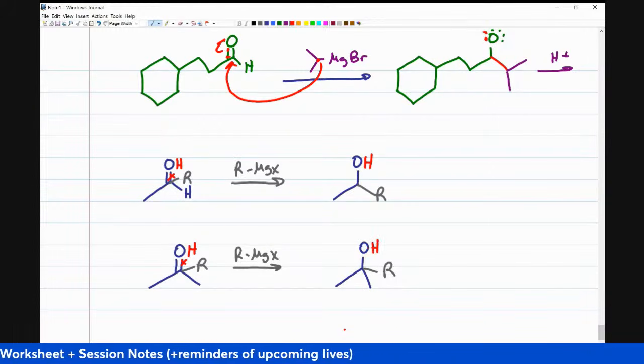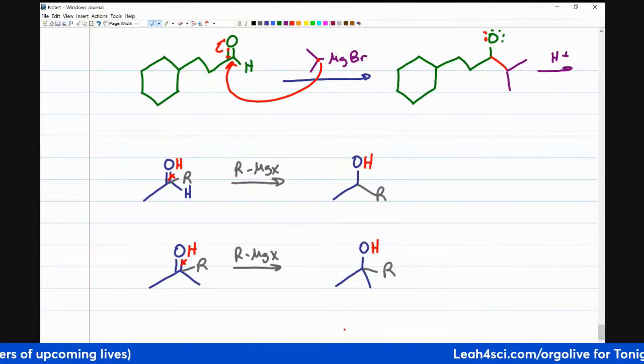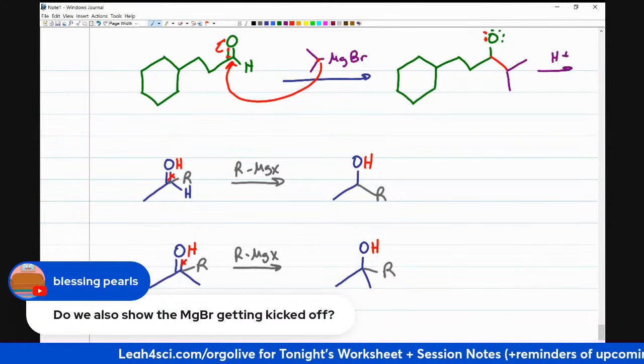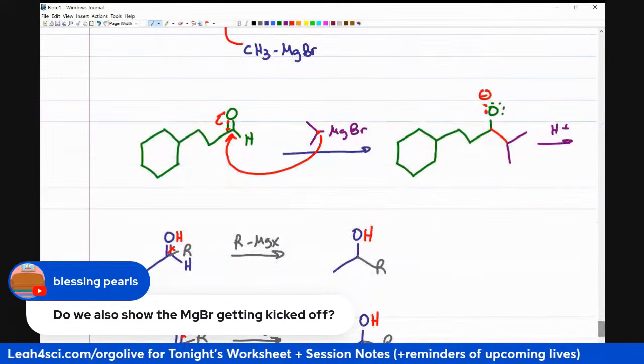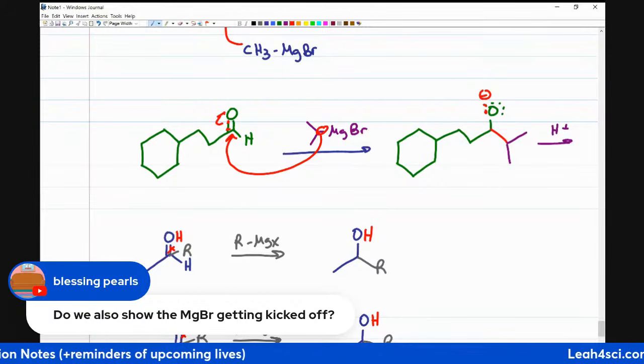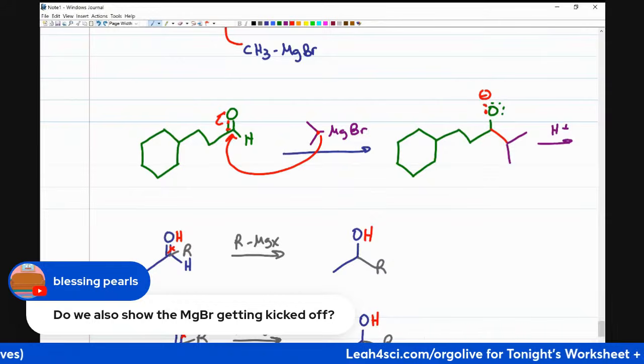What do you think of this shortcut? Did you just save a couple of seconds, if not a minute, on your next quiz or exam? Question, do we also show the MgBr getting kicked off? So that is a very good question. I typically don't. This is not a situation where you attack and then this breaks off. You just show carbon basically steals the electrons so it can go do whatever. I'm trying to think of an example.